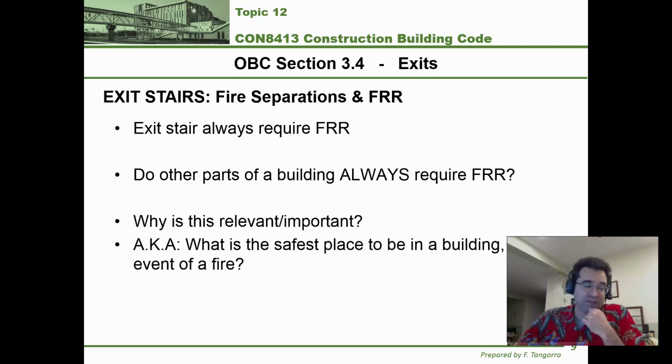So another way to look at it is, in the event that there is a fire in the building, what do you think, according to Part 3 of the building code, is your best bet for being safe in the event of a fire? What would be the safest place in a Part 3 building in the event of a fire? I'll leave that with you to give it some further thought.